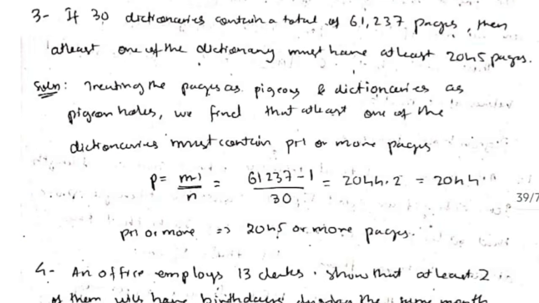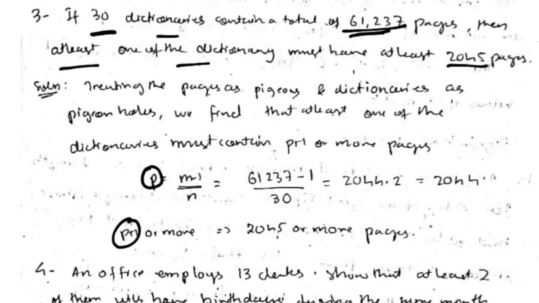In this question we have been given that if 30 dictionaries contain this many pages, then at least one of the dictionaries must have at least 2045 pages. So this is m and this is n, and we have to find out p first, then p plus 1 or more. That is 2045.